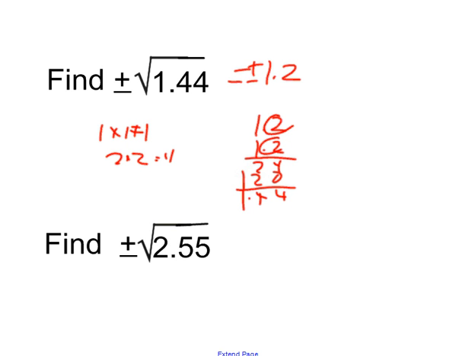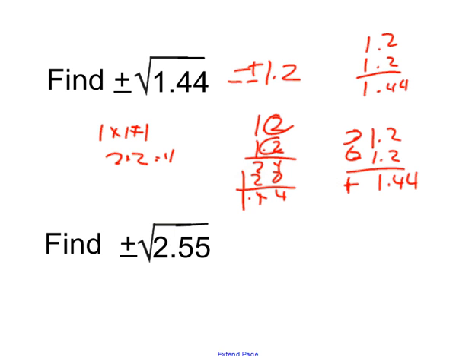Just to review a little bit here, 1.2 we just found times 1.2 is 1.44. But if we look at negative 1.2 times negative 1.2, negative times negative gives me a positive. The numbers are the same, so it's going to work out to be 1.44. So here I've got plus or minus the square root of 2, and I'm going to change this number. I know this is a typo here. It is plus or minus the square root of 2.25.